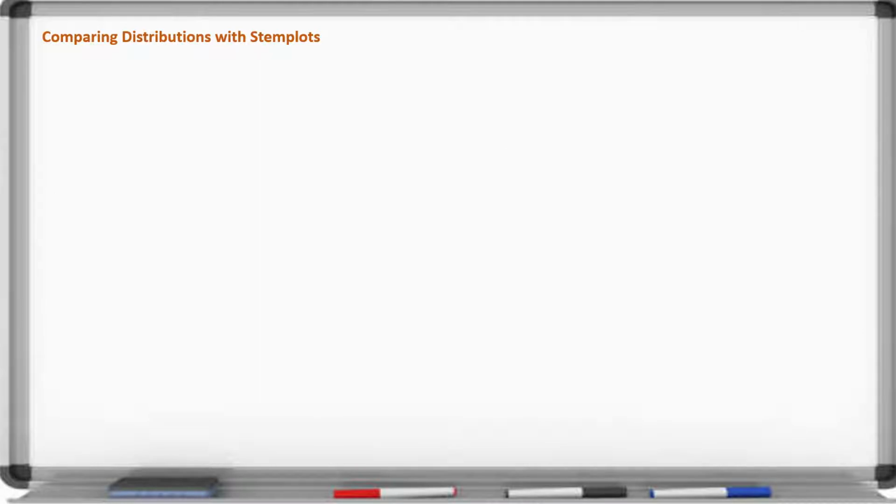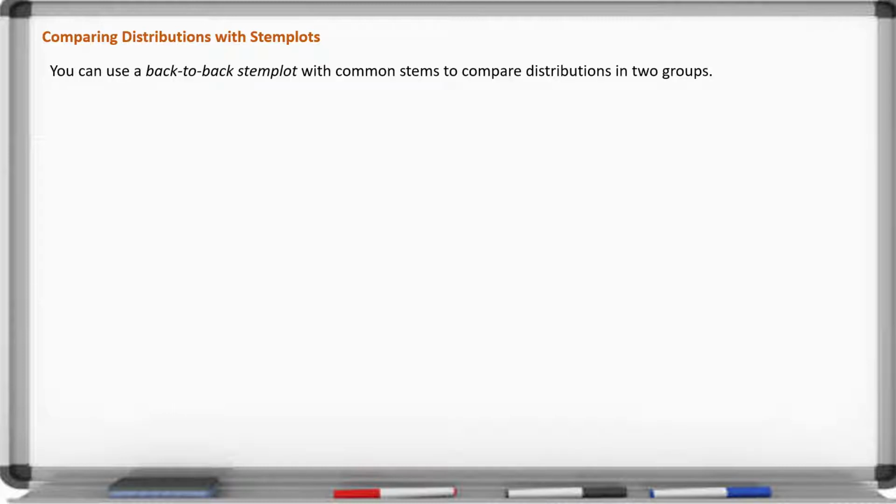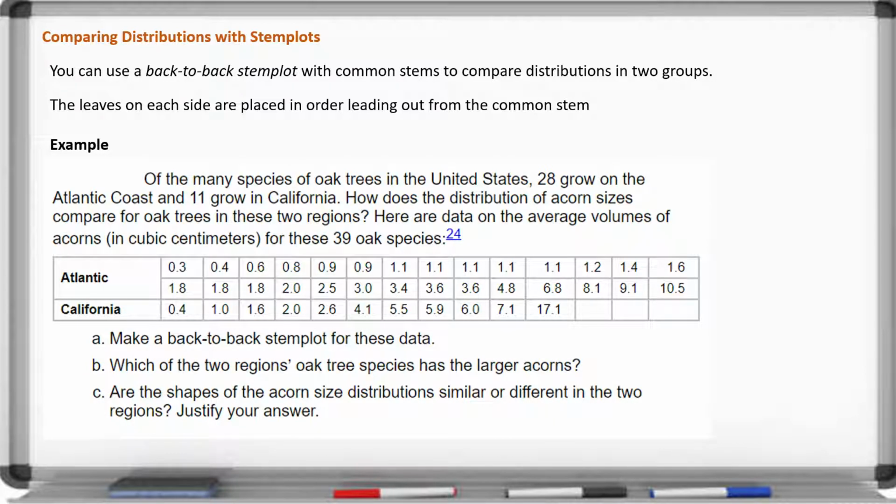Alright, so we're going to compare distributions with stem plots. If we want to compare two distributions, we use what we call a back-to-back stem plot. So essentially, you have the leaves on each side. So you have leaves on the right side, leaves on the left side, with the column for the stems in the middle. So let's look at an example of how this looks.